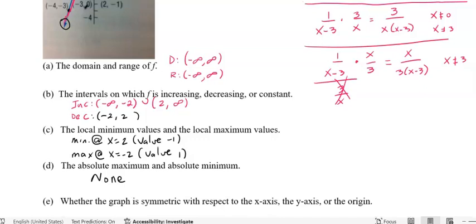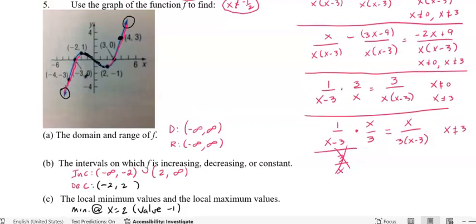And then finally, do we have symmetry with respect to the x-axis or the y-axis? If you had symmetry with respect to the x-axis, you should be able to fold on the x-axis, and the top half and the bottom half should meet across the fold. That doesn't happen. If you have symmetry with the y-axis, same thing. You should be able to fold your graph on the y-axis, and the two sides of the y-axis should meet over the fold.